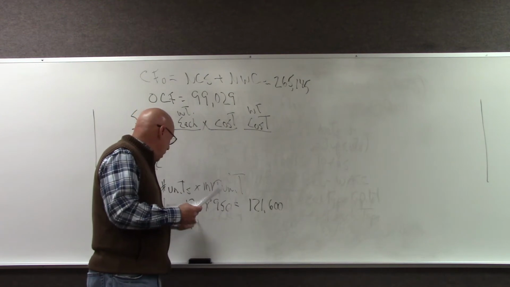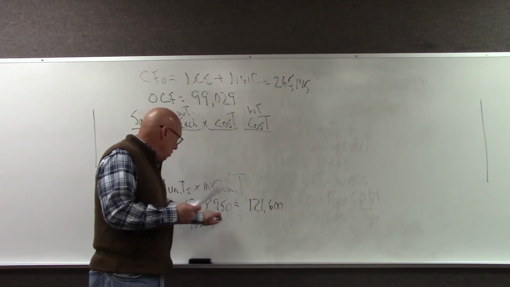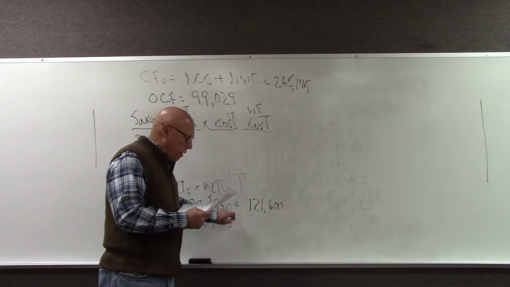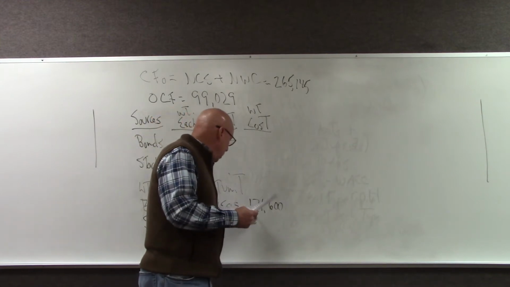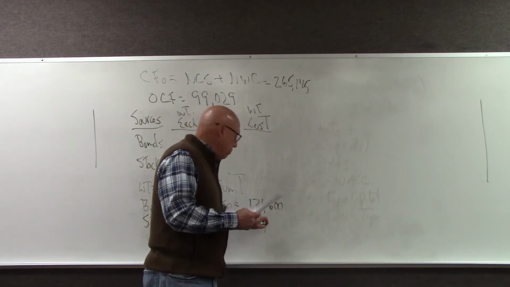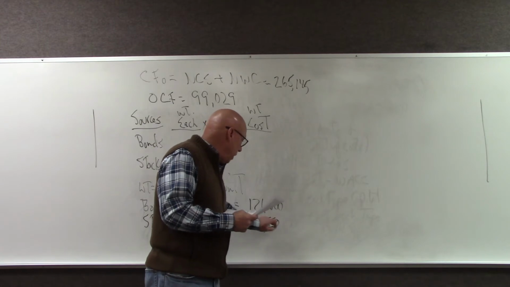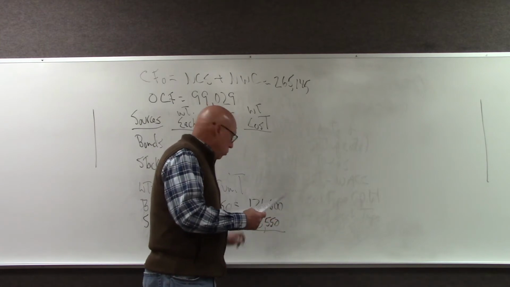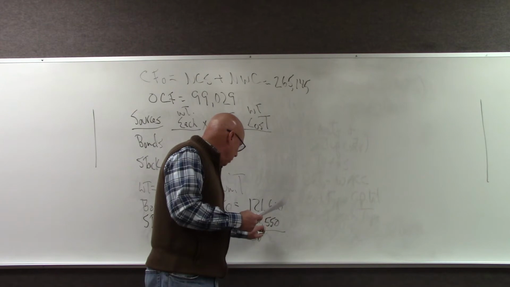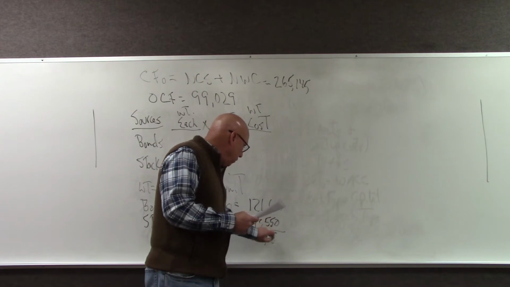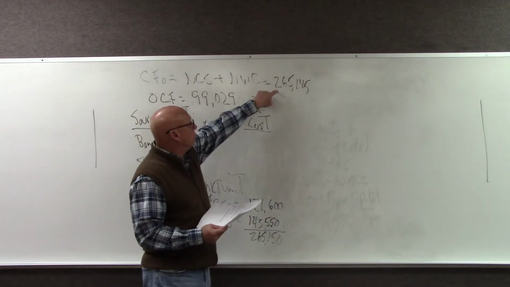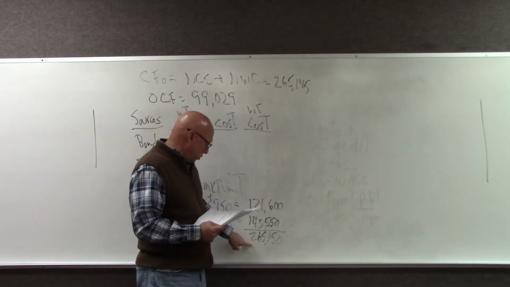Then stock. 9,750 shares of stock times $15 per share is $143,550. Okay? Add it up and we're raising $265,150. Okay? Which is as close as I could get to that. So this is how much money we're raising.